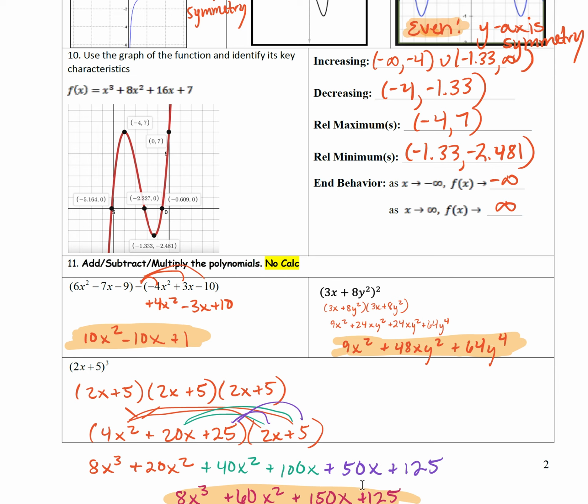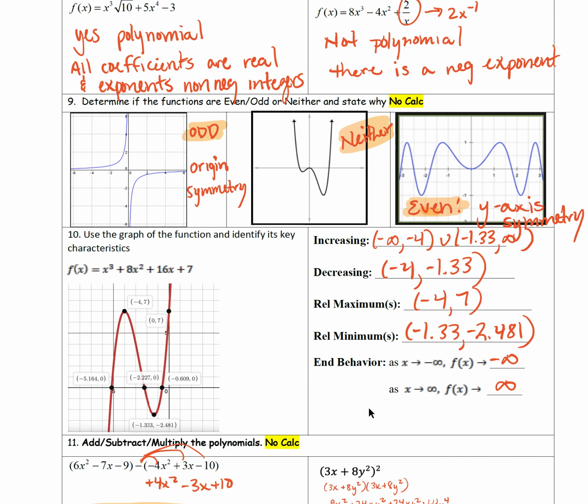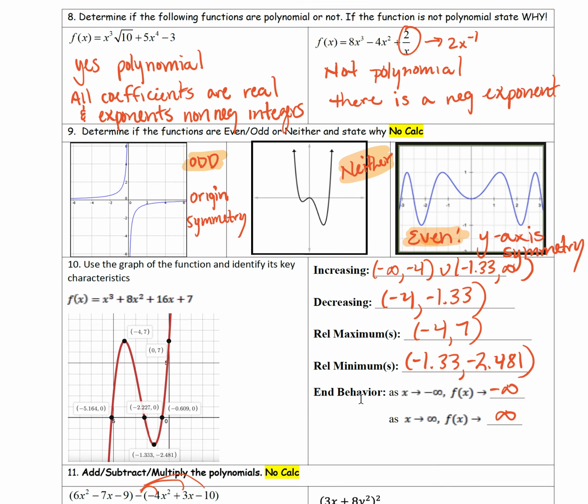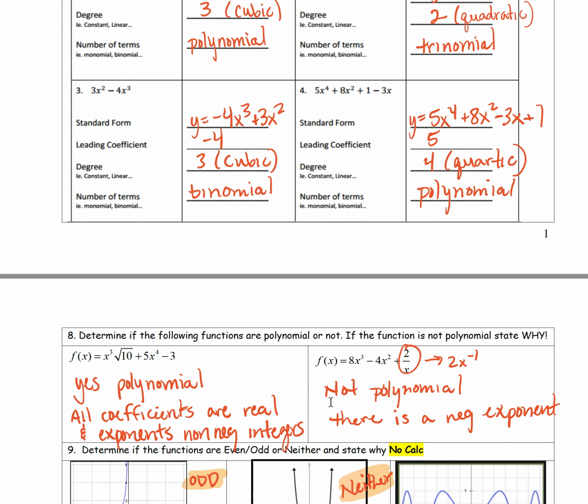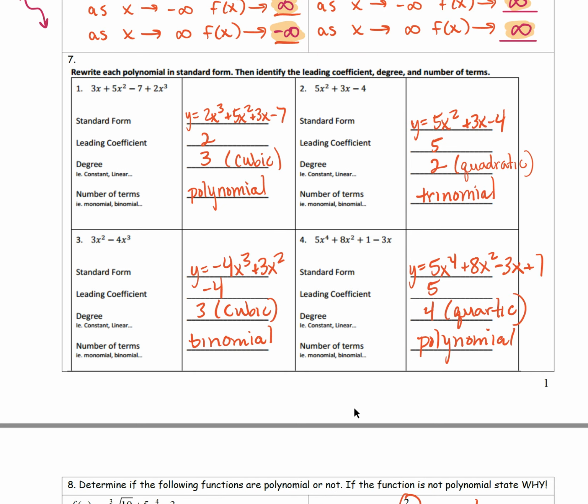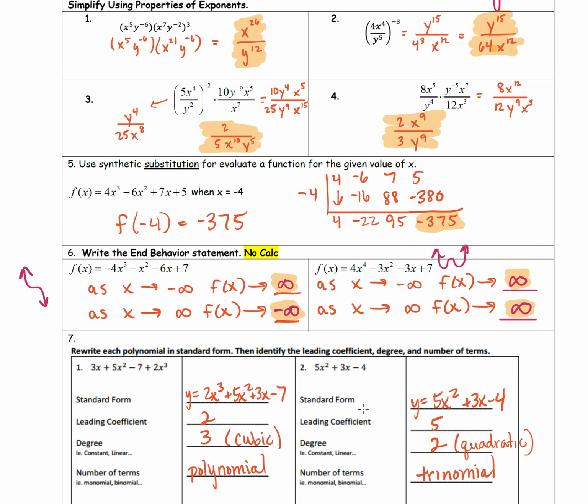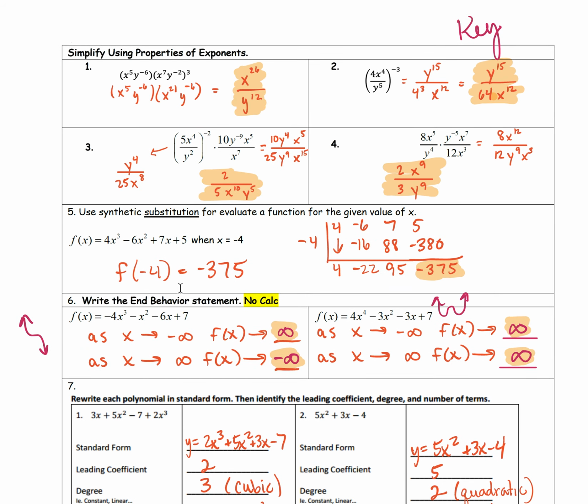Okay? So this is definitely a good example of what the test will look like. We have some polynomial operations. We have maxes and mins and increasing and decreasing and end behavior, even and odd symmetry. What is a polynomial? Classifying polynomials, writing them in standard form, talking about the lead coefficient and shape. And then at the beginning using direct and synthetic substitution. And then certainly at the beginning of the test, I don't know, 4, 5, 6, 7, 8 questions over properties of exponents.